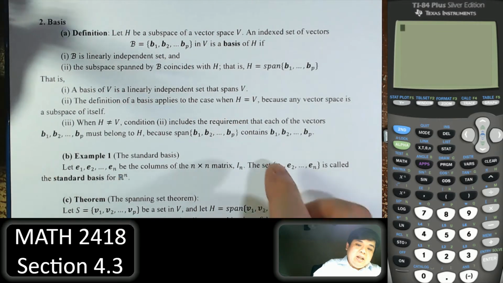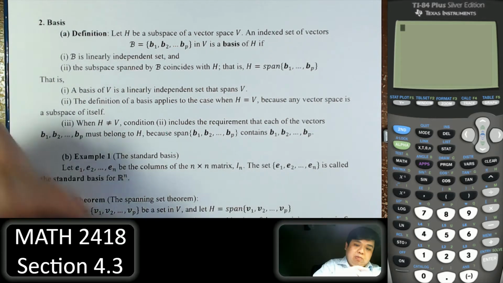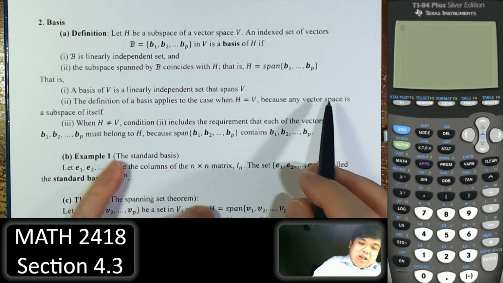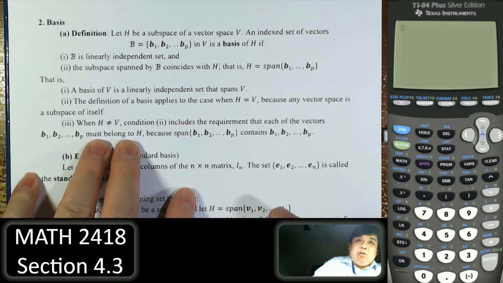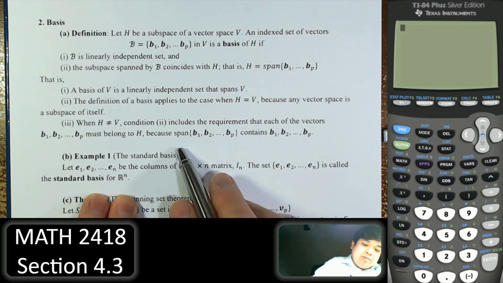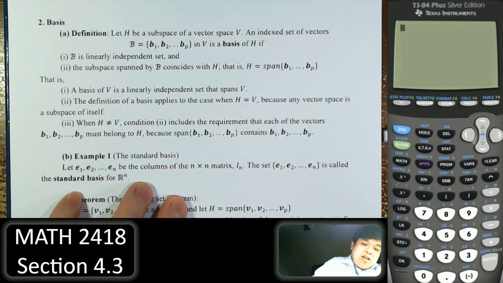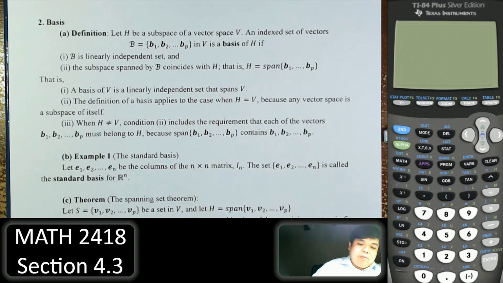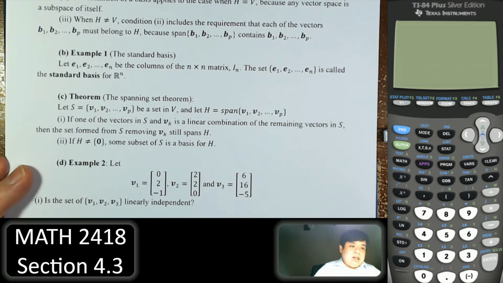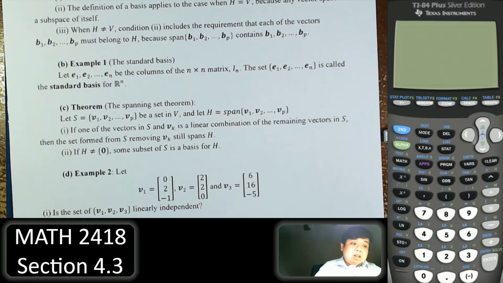That is the case because any vector space is a subspace of itself. That could be the case. And if it is not, then the requirement is that each vector must belong to H. Right. Now, let's go to this first example.